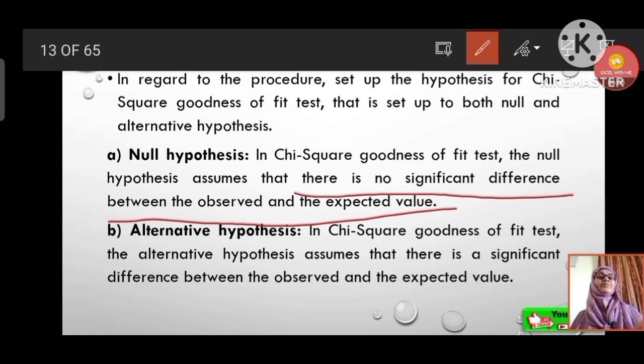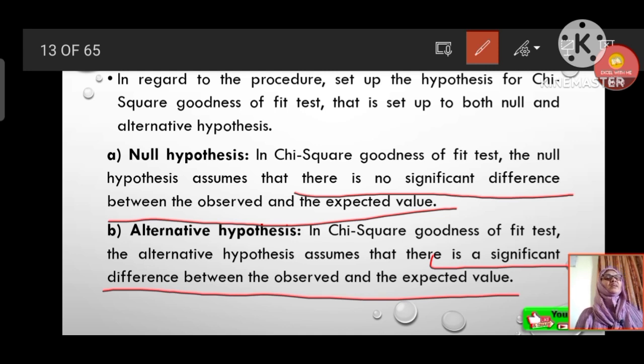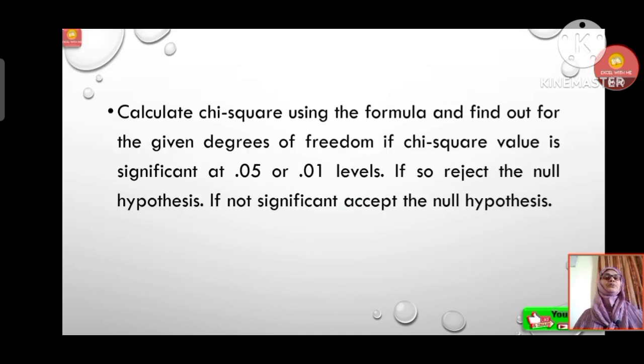There is no significant difference between the observed and the expected value. Now, what is exactly opposite to that? The alternative hypothesis. In chi-square goodness of fit test, the alternative hypothesis assumes that there is a significant difference between the observed and the expected value. Now, calculate chi-square using the formula and find out for the given degrees of freedom if chi-square value is significant at 0.05 or 0.01 levels. If so, reject the null hypothesis. If not significant, accept the null hypothesis.